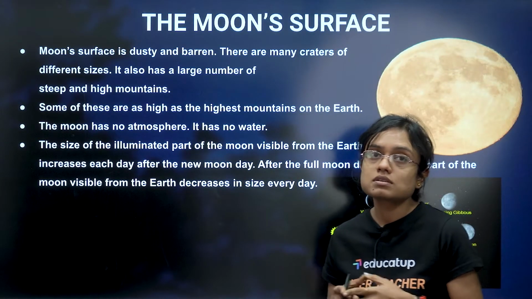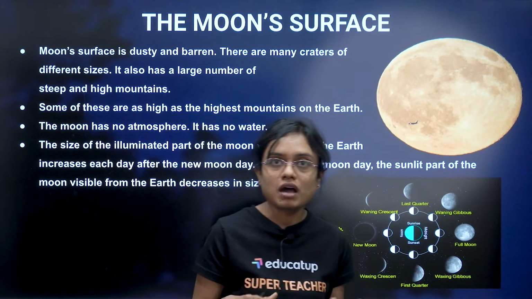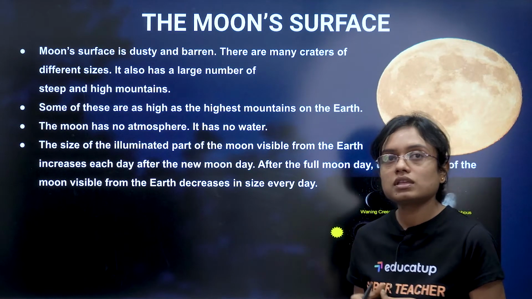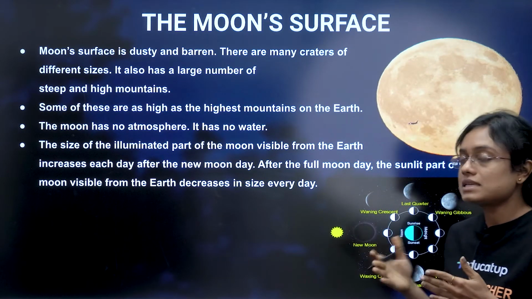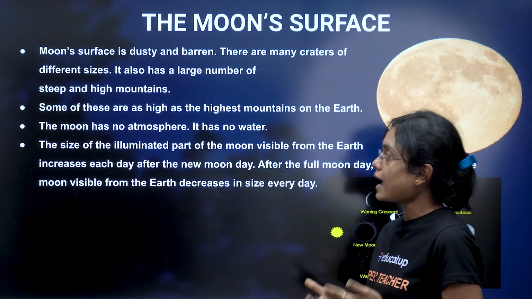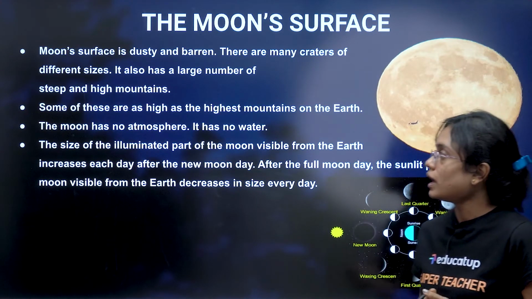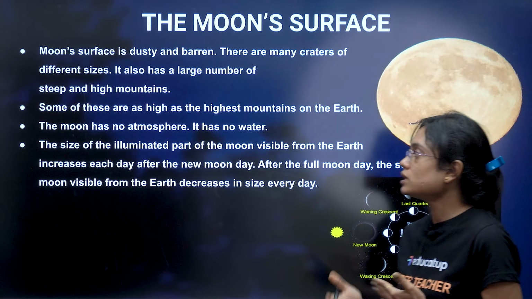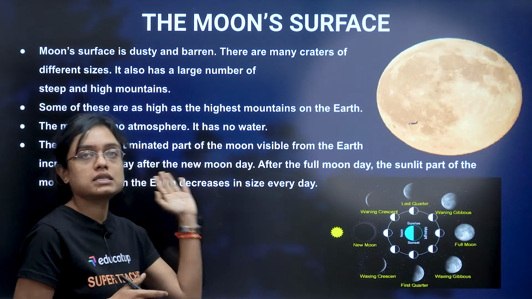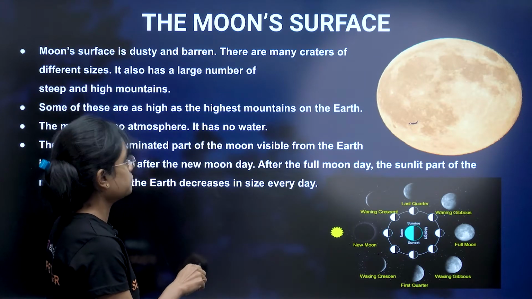Now the moon's surface. The moon's surface is very dusty, barren and rough. There are many craters of different sizes, many holes, and also a large number of steep and high mountains. It's very uneven, in short. Some of these are as high as the highest mountains on the earth. The moon has no atmosphere. It has no water. The size of the illuminated part of the moon visible from the earth varies, depending on how much part is getting the light of the sun, and it is known by different names as well.